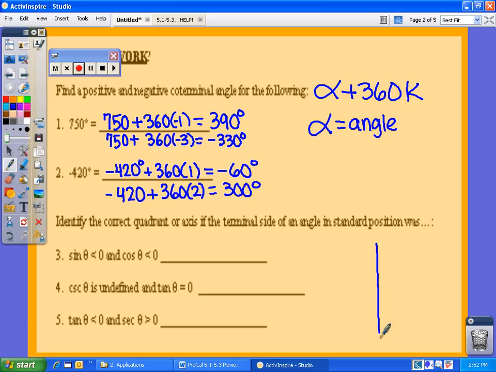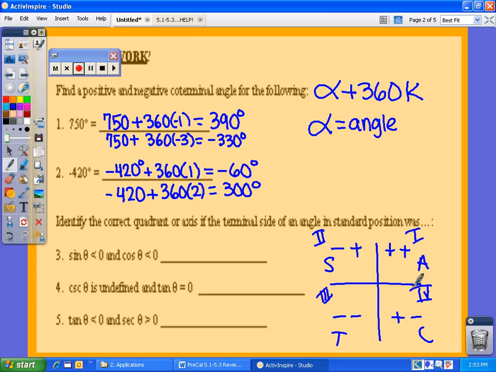Alright, next section. First thing you should always do is draw your axis with the signs. And then you should also indicate for yourself where tangent is positive, or where all of them are positive actually. So all are positive in the first, sine is positive in the second, tangent is positive in the third, and then cosine is positive in the fourth. Now each of your axes is where you'll be seeing the undefined. So you probably have to refer back to your chart if you see the word undefined.